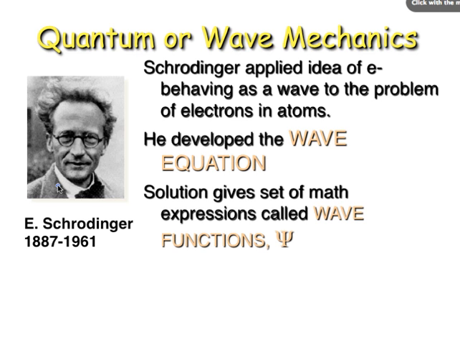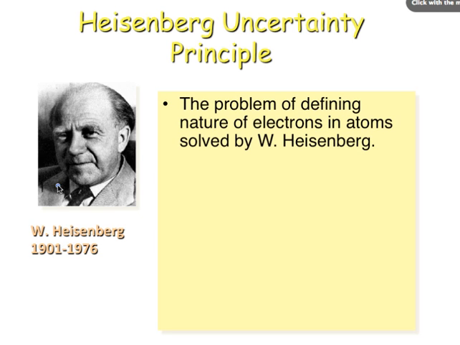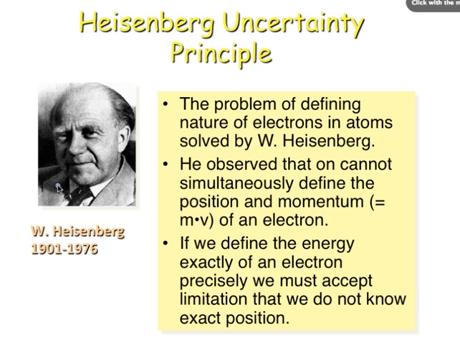Schrodinger applied that idea of electrons behaving as a wave to the problem of electrons in atoms. He developed a wave equation, which is beyond the scope of this class, and wave functions. And those described an allowed energy state of an electron. And it's based on probability models in calculus.